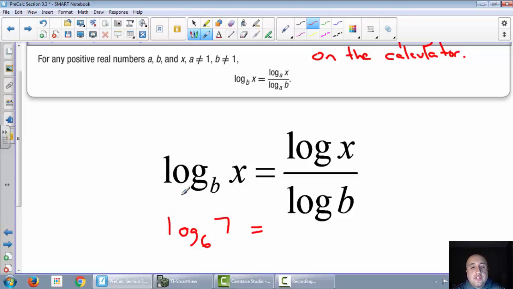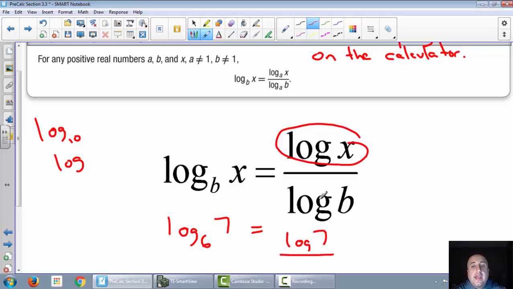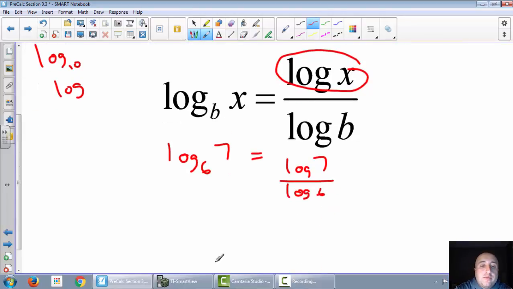Okay, how do you do this on a calculator? Well, remember, calculator only does log base 10 or just regular log. That's all the calculator will do. Well, this is log base 6. Calculator won't do that for us. So this change of base formula helps us do this. Basically what you do is you take log of the x. So our x is 7, so log of 7, and you divide that by the log of the base. Our base is 6. And you just divide those on your calculator and you come up with your answer.